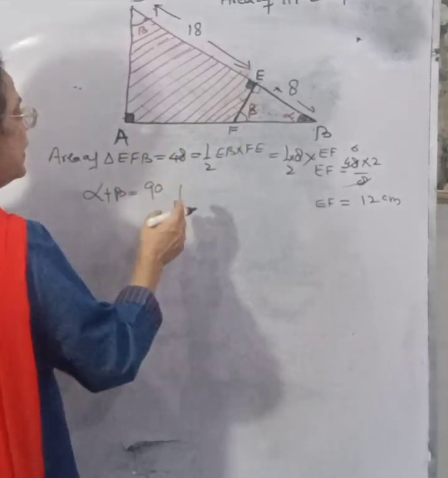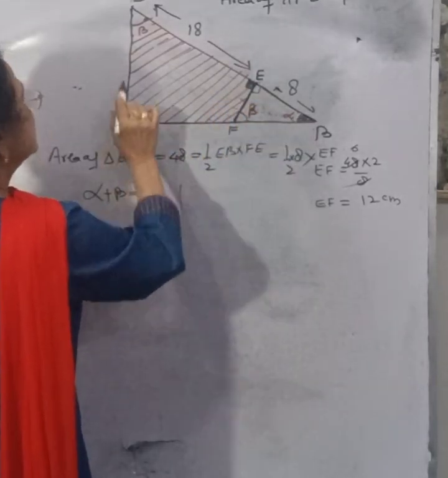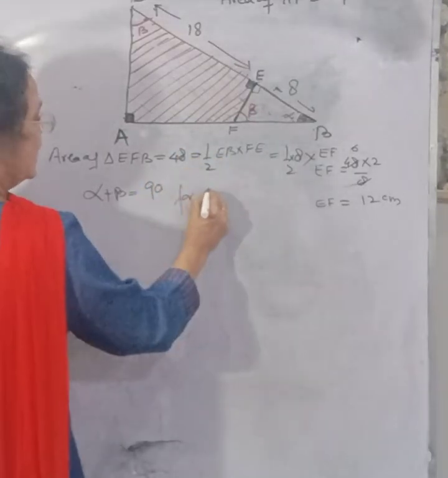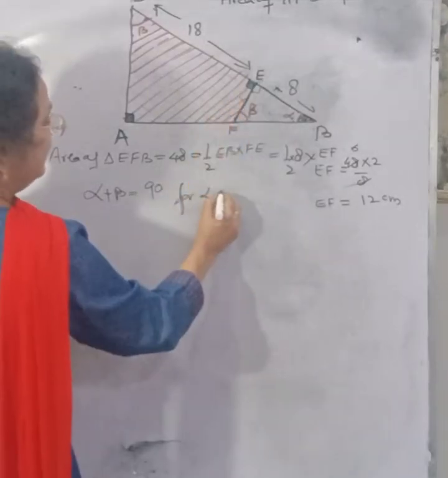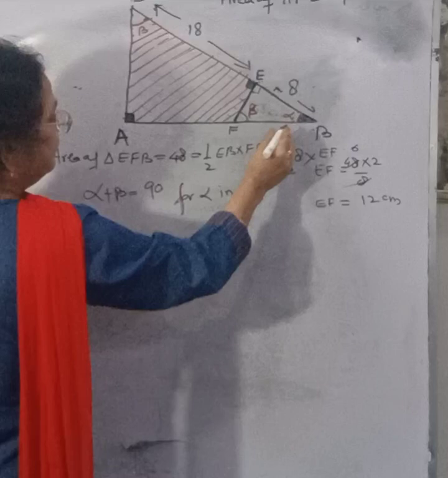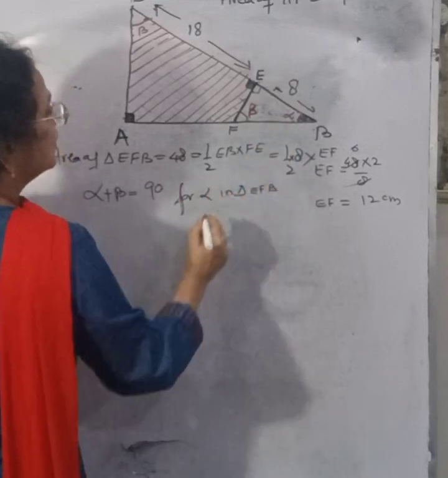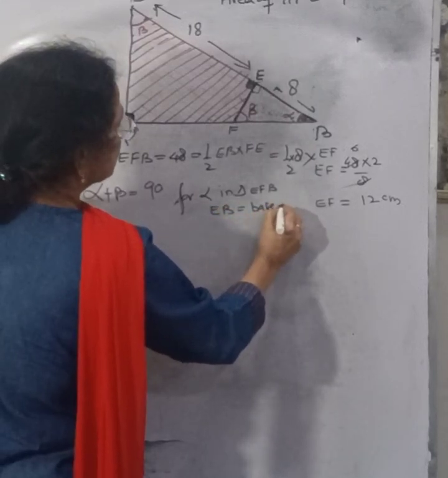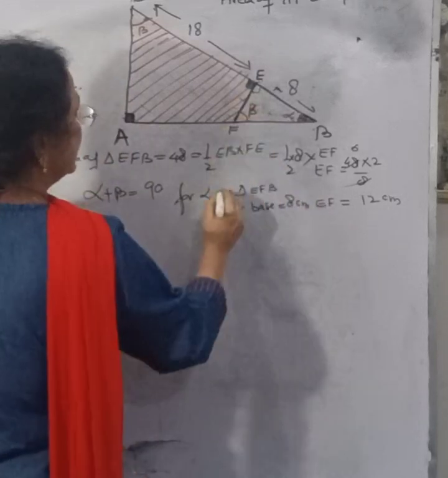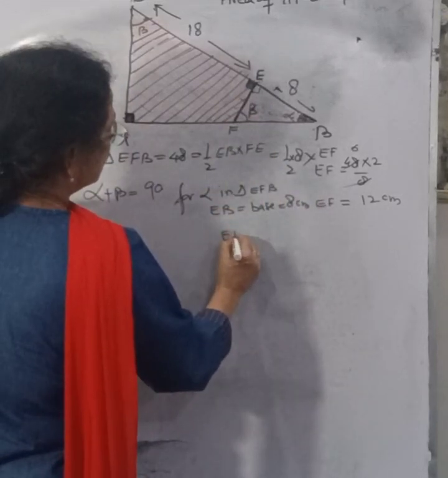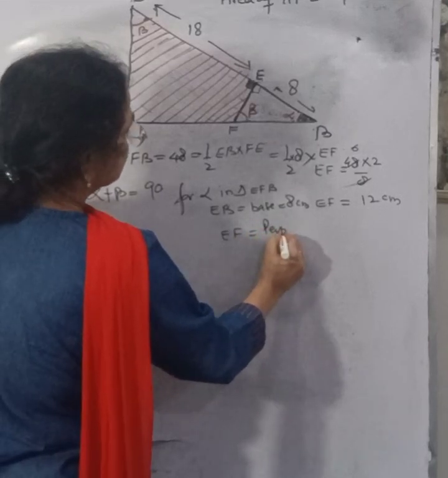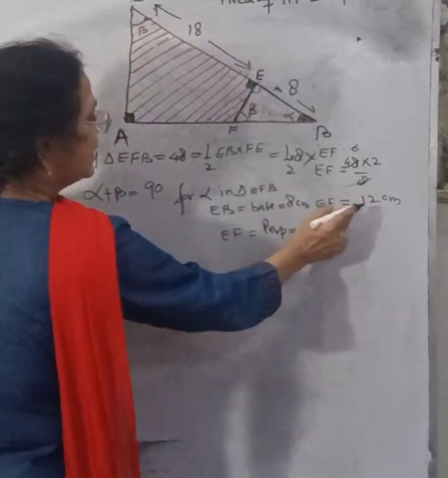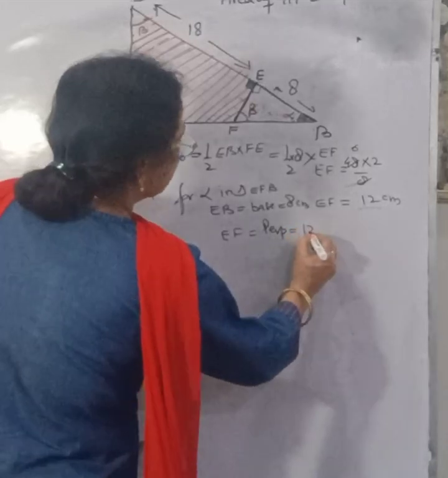So that now we are going to compare the triangle FEB and CAB. Now for angle alpha, in triangle EFB, EB is equal to base, which is 8 centimeter, and EF is perpendicular. Let us suppose this is not known to us, but this has already been calculated by us equal to 12. That is 12 centimeter. Okay.